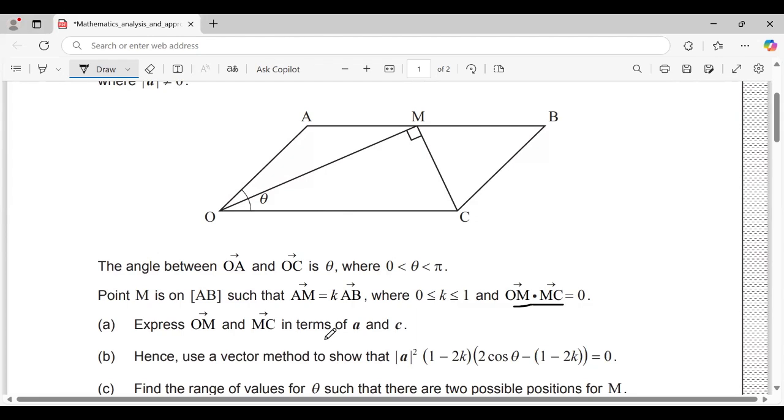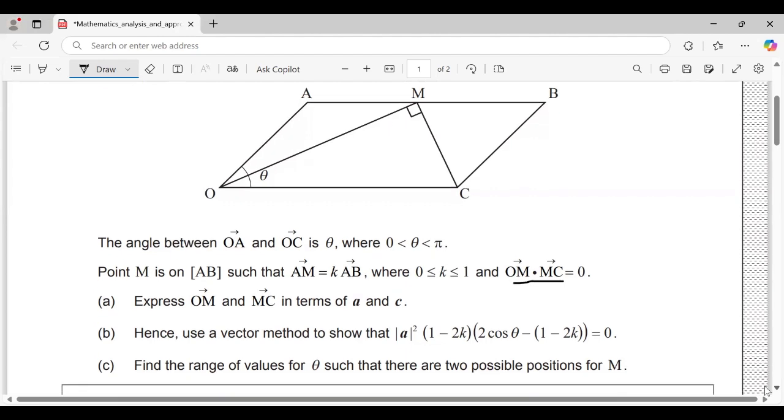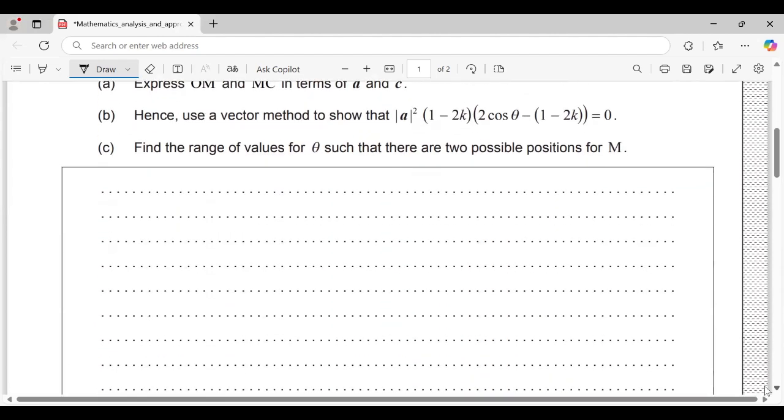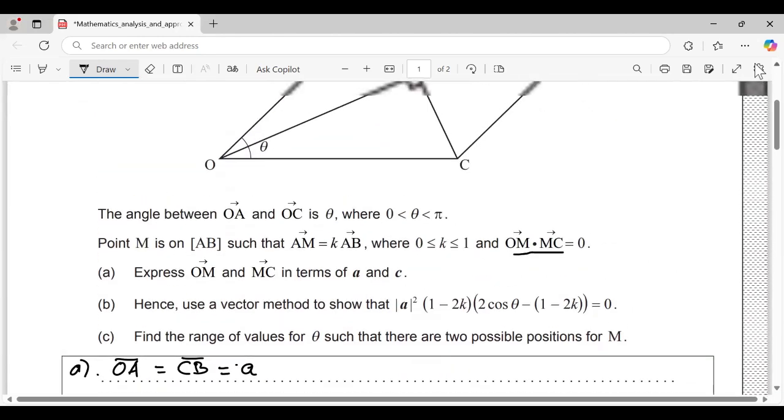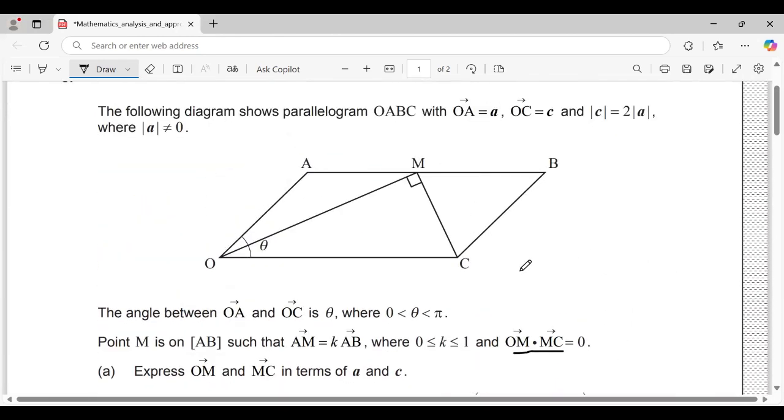Express vector OM and vector AC in terms of a and c. Vector OA equals vector CB. It is a. Let's see the vector OA, CB, it equals a. It means vector BC minus OA.